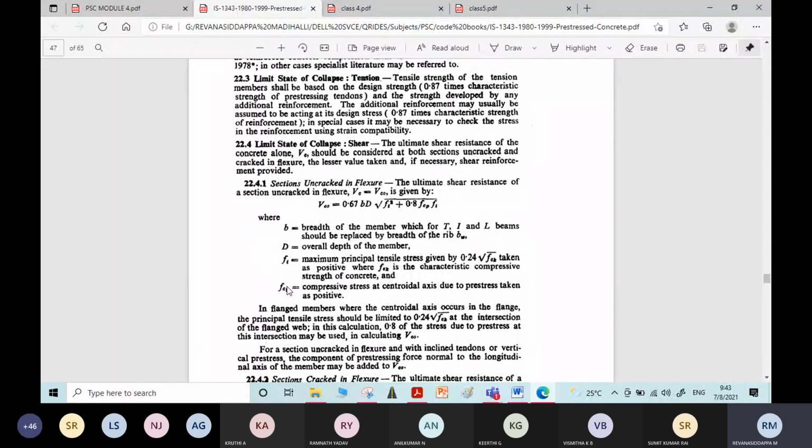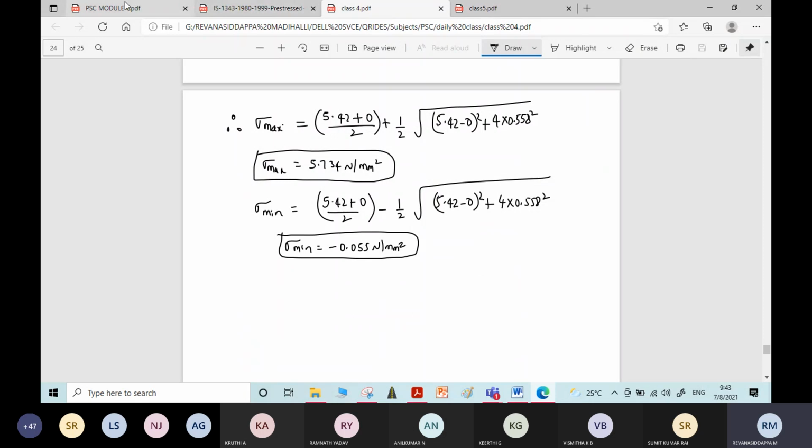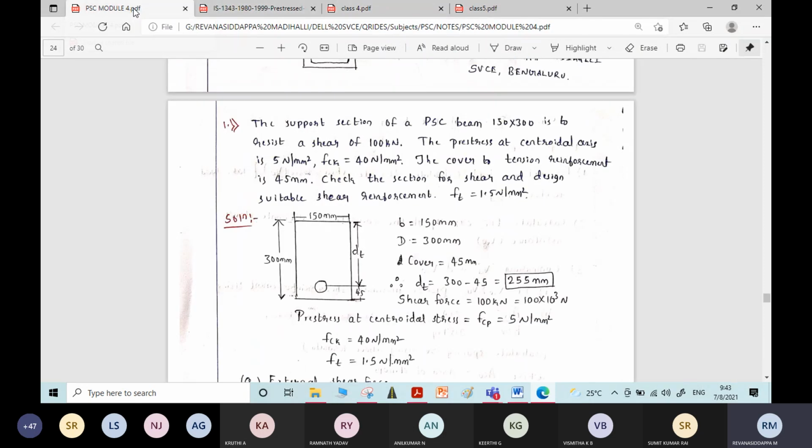Most of the times fcp will be directly given. If not given, we can calculate. Using all these formulas, we will calculate Vc0, the shear resistance of the member.